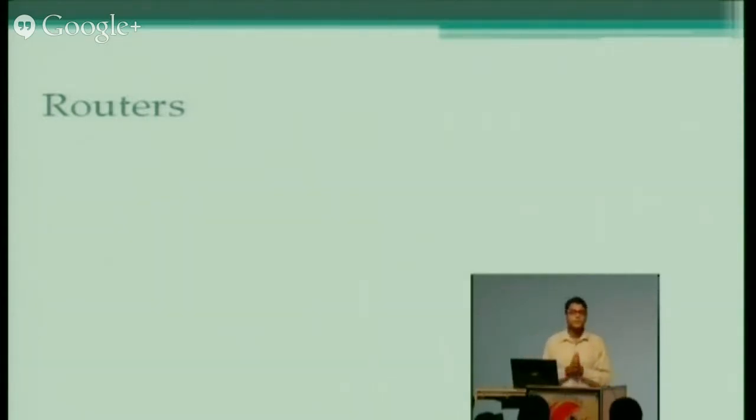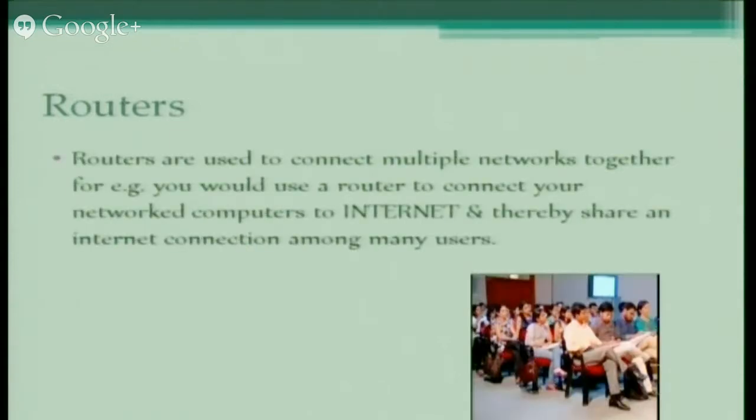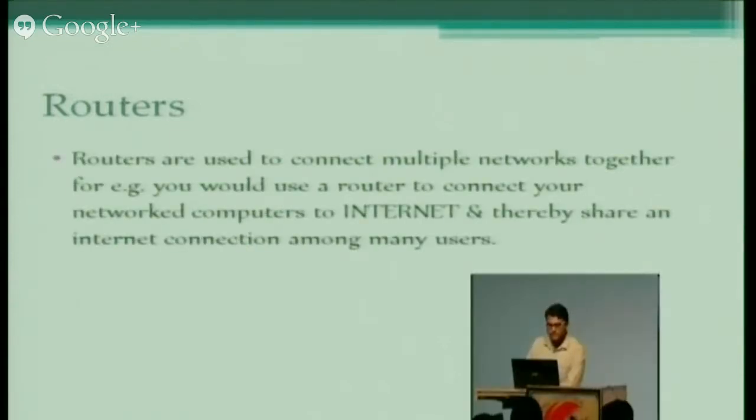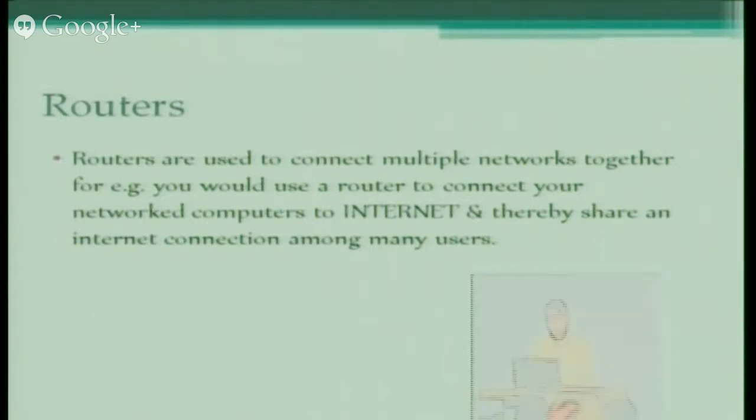As I have defined, switches are used to make a network, and routers are used to connect multiple networks together. For example, you would use a router to connect your network computers to the internet. If we want to access the internet, we should have one router. In your colleges, in your universities, wherever you go, you will find switches, you will find computers, and definitely you will find one router. Without a router, your network is incomplete. You cannot have internet access without your router.